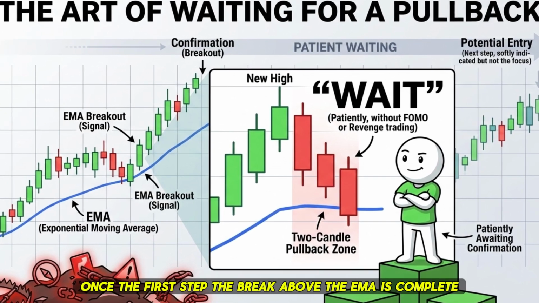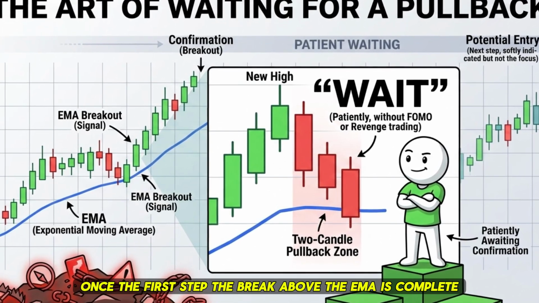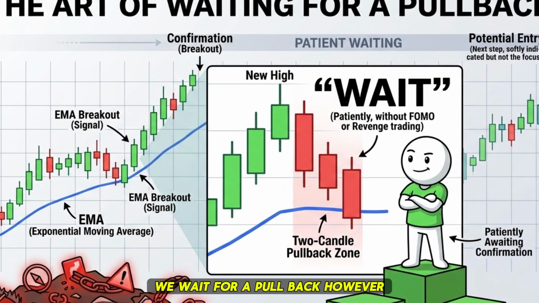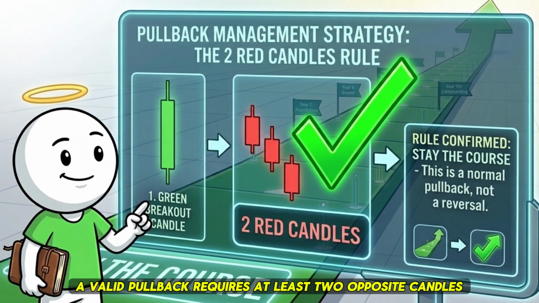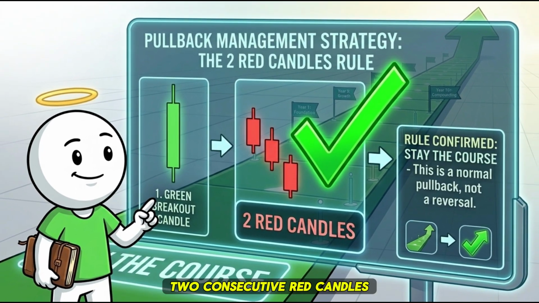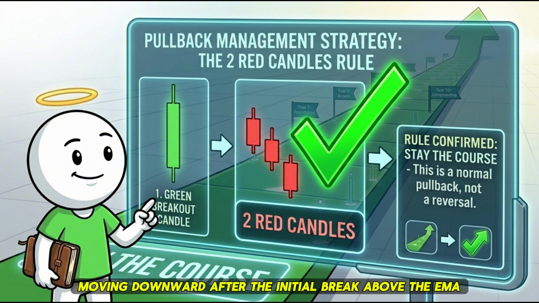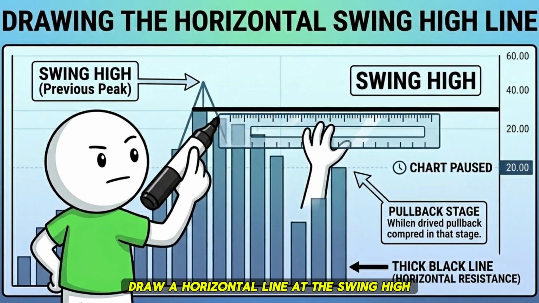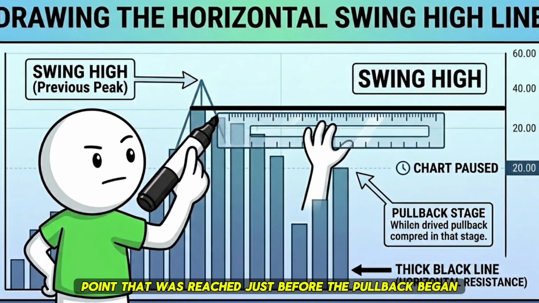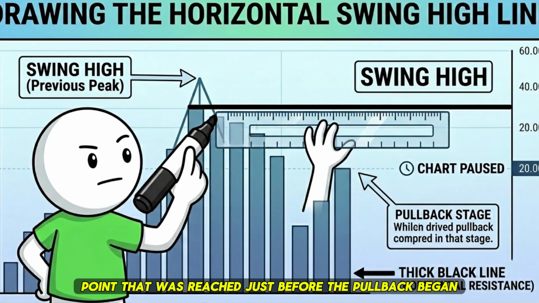Step 1. Identifying the breakout and pullback. Once the first step, the break above the EMA, is complete, we wait for a pullback. However, we don't just count any dip as a real pullback. For this strategy, a valid pullback requires at least two opposite candles, two consecutive red candles, moving downward after the initial break above the EMA. When you see those two back-to-back red candles, draw a horizontal line at the swing high point that was reached just before the pullback began.